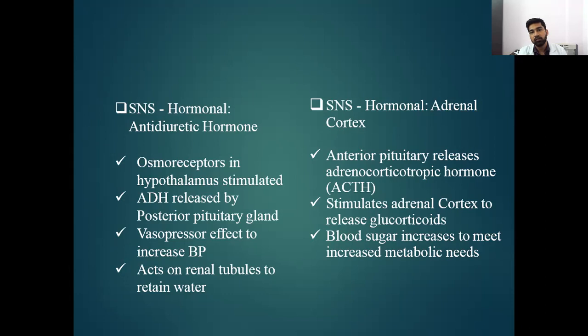Sympathetic nervous system, hormonal: adrenal cortex. Now, what does this adrenal cortex do? As you saw before, the posterior pituitary releases ADH, and the anterior pituitary releases ACTH. You can remember this: A is first, so anterior pituitary, ACTH; ADH is released by the posterior pituitary. ACTH stimulates the adrenal cortex to release glucocorticoids. Blood sugar increases to meet increased metabolic needs.